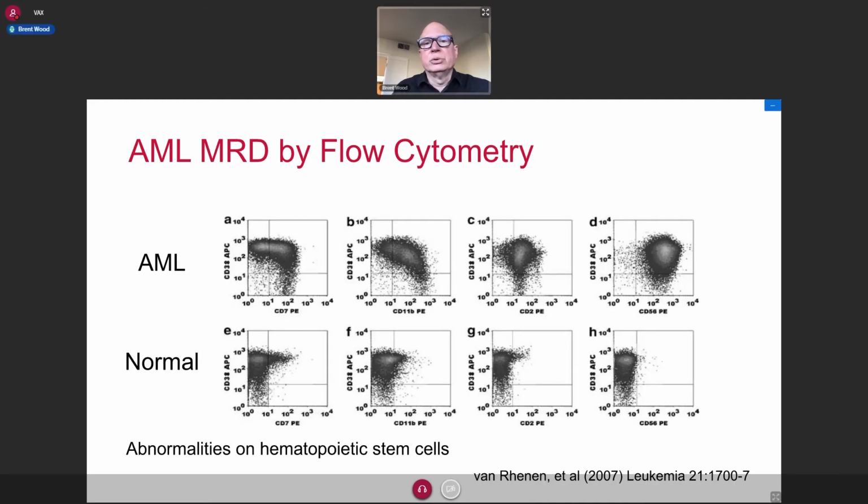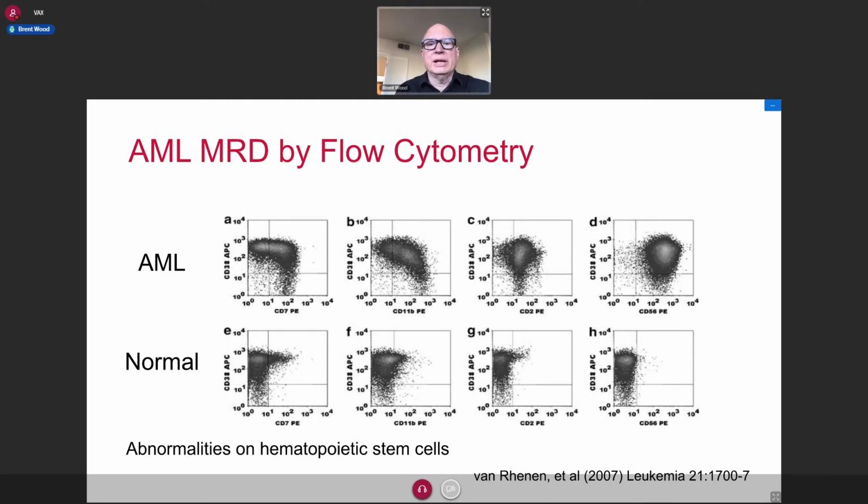As I alluded to, AML is a little bit unique in distinguishing it from B and T lineage leukemias, in that it has a hematopoietic stem cell-like component. And this is important to look at and monitor in these types of assays because they very commonly show immunophenotypic abnormality and are probably biologically important as a reservoir for eventual relapse.